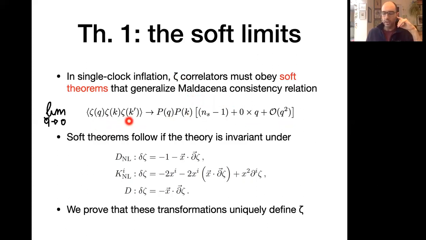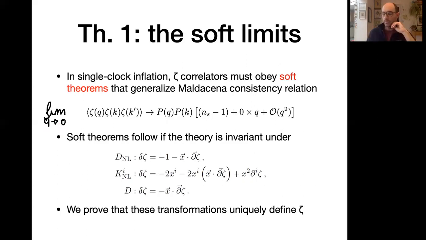But the simplest relation says that the three-point function, in the limit in which one of the three momenta goes to zero, reduces to a two-point function, where P is the power spectrum, so the two-point function squared times a specific number, which is the tilt of the power spectrum. And then corrections to that only arise at next to leading order in q, where q is the momentum that is going to zero.